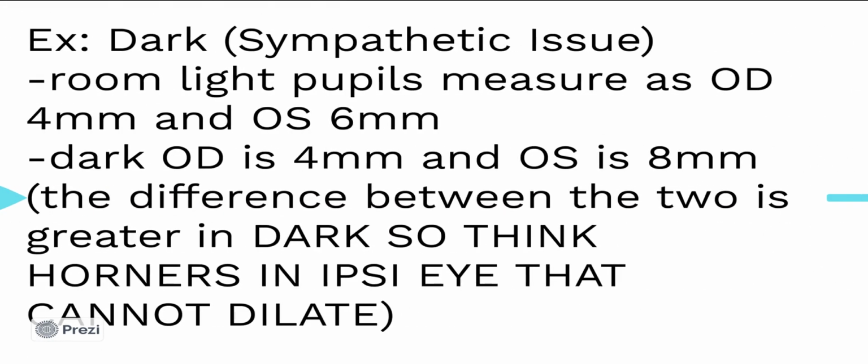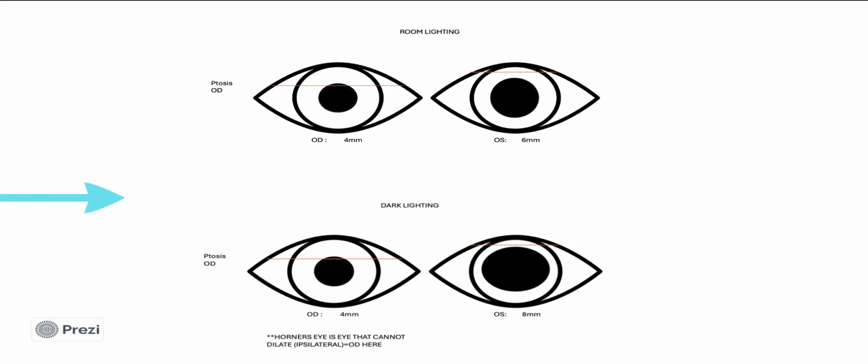We're going to deal with anisocoria greater in dark because we're talking about the sympathetic pathway here. Meaning, I test the pupils. The right eye is 4 millimeters and the left eye is 6 millimeters in regular room light. Now I turn the lights off. The right eye stays the same because it can't dilate, so it's 4 millimeters, and then the left eye is 8 millimeters. That means the anisocoria is greater in dark. So that has to be a sympathetic problem like Horner's. It can't dilate.